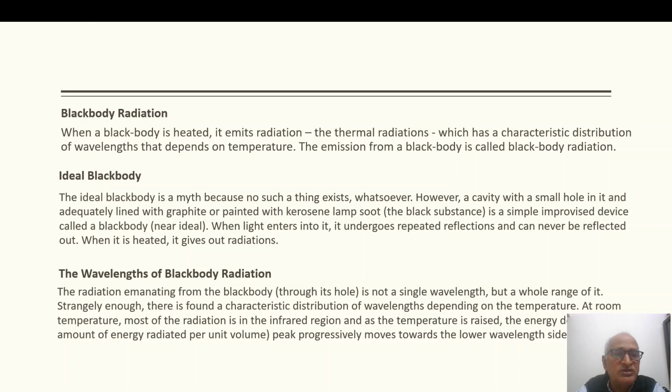The wavelengths of black body radiation. The radiation emanating from the black body through its hole is not a single wavelength, but a whole range of them. Strangely enough, there is a characteristic distribution of wavelengths depending on the temperature. At room temperature, most of the radiation is in the infrared region, and as the temperature is raised, the energy density, that is the amount of energy radiated per unit volume, peak is progressively moving towards the lower wavelength side, the higher energy side.